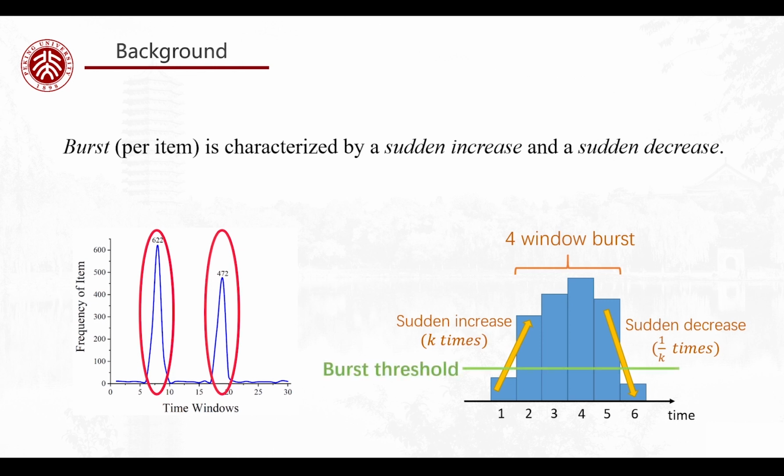We also define that the burst frequency of the windows between the increase window and the decrease window must be higher than a burst threshold. Because first, we usually do not care about infrequent items bursting in practice. Second, if an item's frequency in three consecutive windows is 0, 1, 0, it also has a certain increase and certain decrease. But regarding this kind of pattern as a burst is obviously unreasonable.